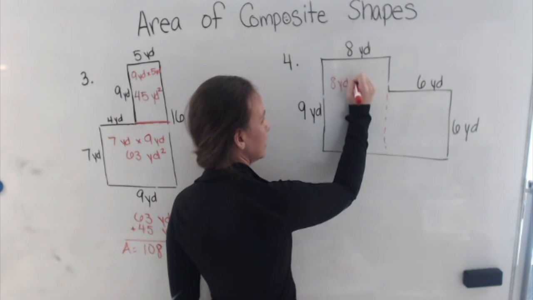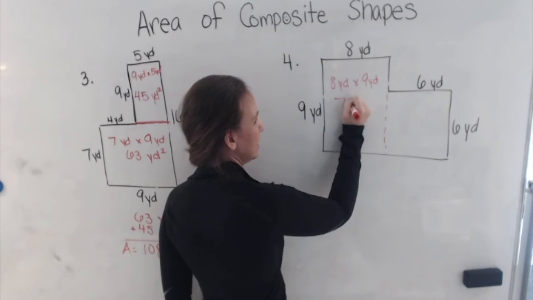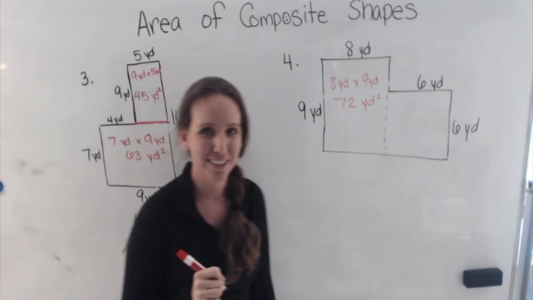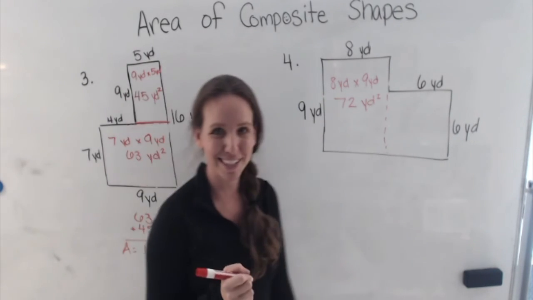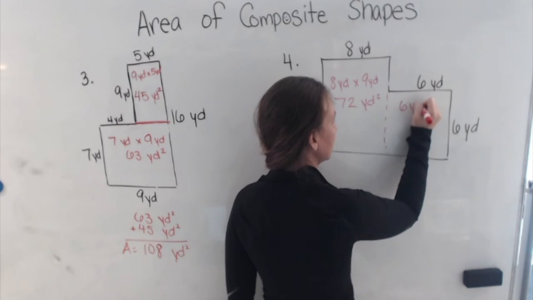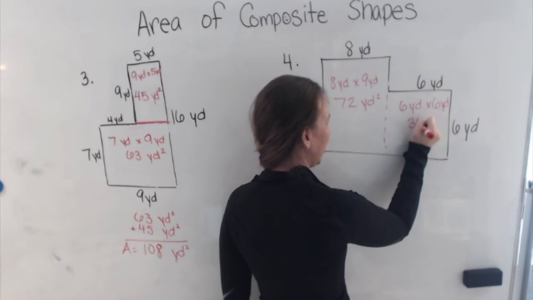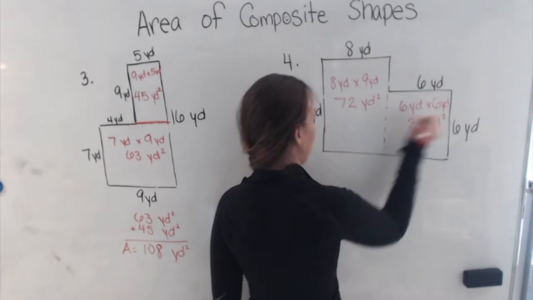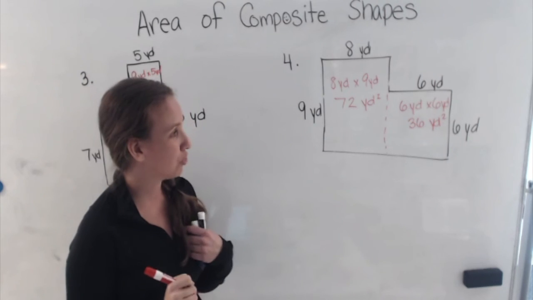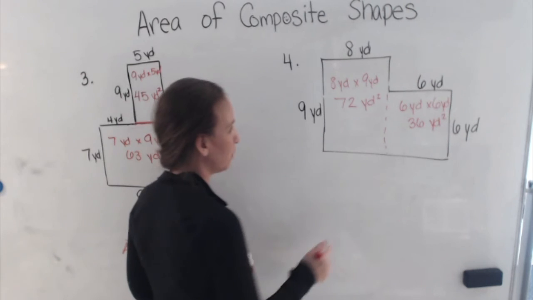8 yards times 9 yards, which is 72 yards squared. How many of you got that? Great, so glad to hear. The next one is 6 yards times 6 yards, which is 36 yards squared. And just like before, we want to make sure that we know the area of the entire composite shape and not just the individual rectangles.